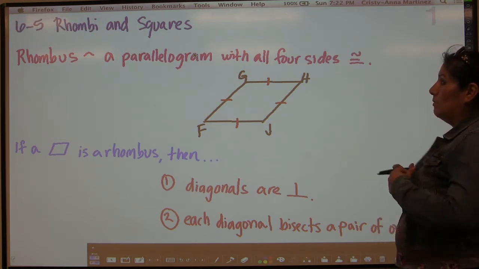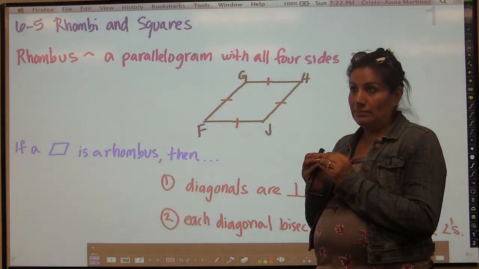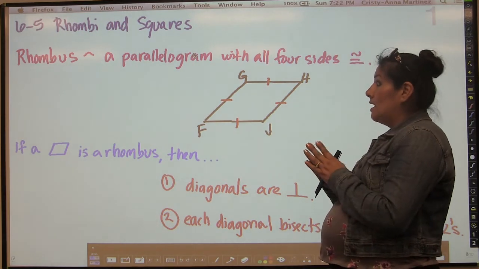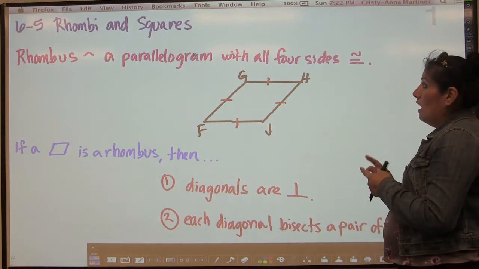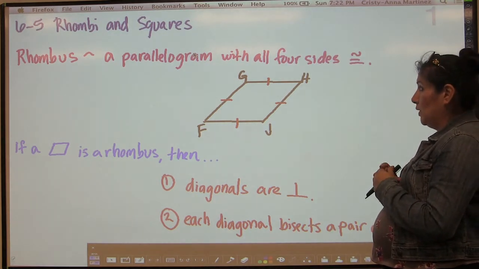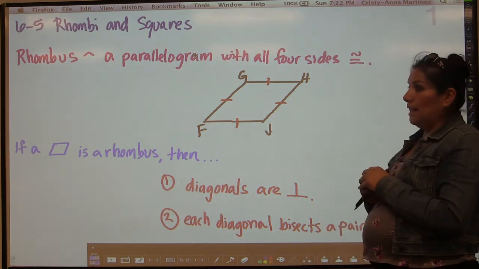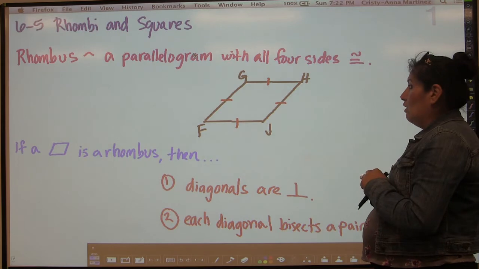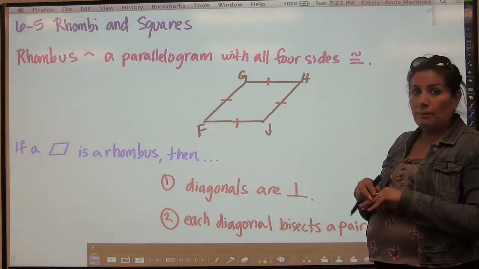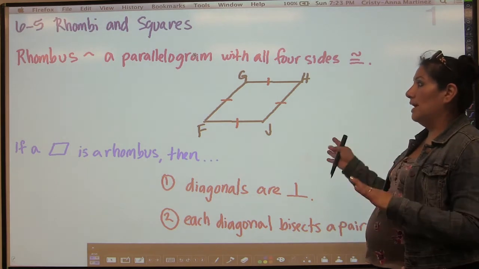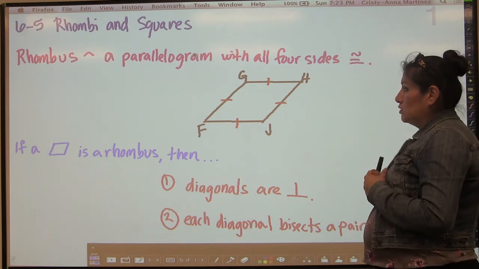So we know that all of the properties that apply to parallelograms also apply to a rhombus, but also in addition to that, for example, we know that in all parallelograms opposite sides are congruent, but in this case all four sides are congruent. We know that opposite angles are congruent, that all of the consecutive interior angles add up to 180. All those properties from the previous lessons still apply to a rhombus, but in addition to that, we have some here that I want to talk about as well.